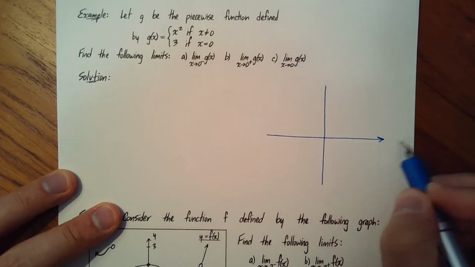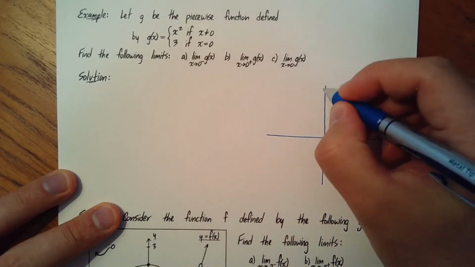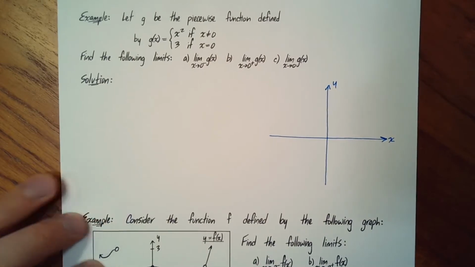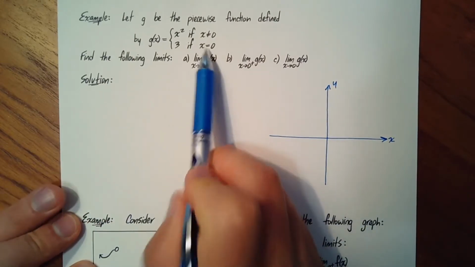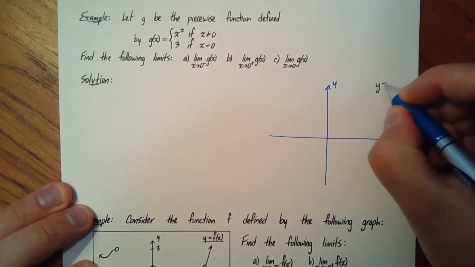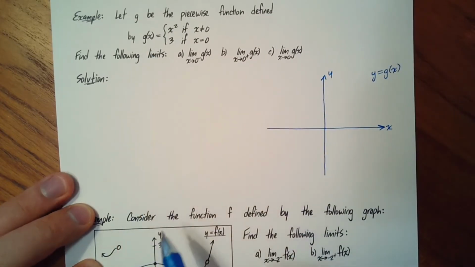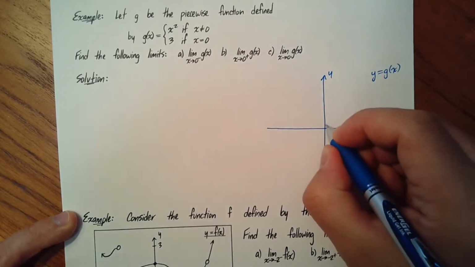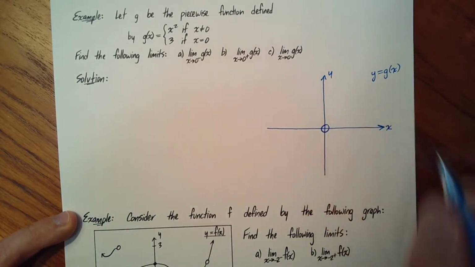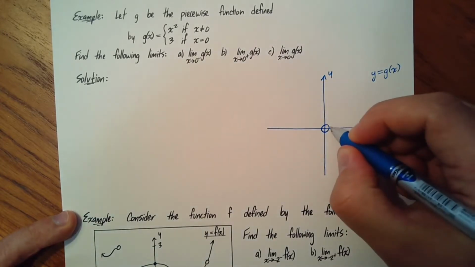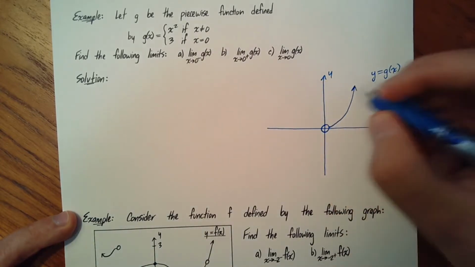And it helps that g is almost the standard upward-facing parabola centered at the origin. The only difference is its behavior at the point x equals 0. So if we were to do a sketch of the graph of this function, we're almost going to get that parabola, but we're going to have a hole at the vertex, which is going to be at the origin. So go up like that.